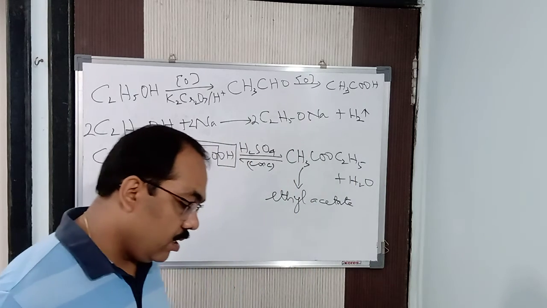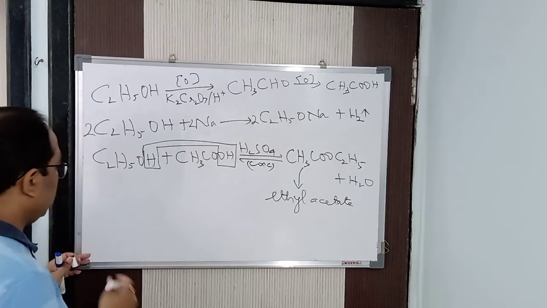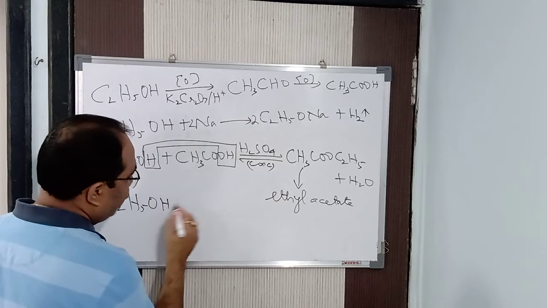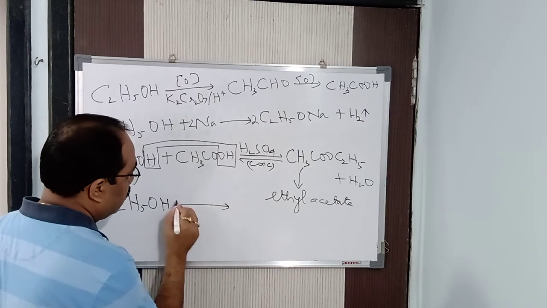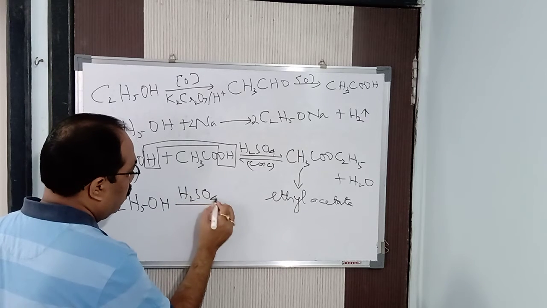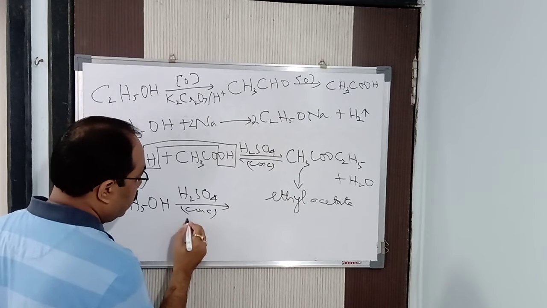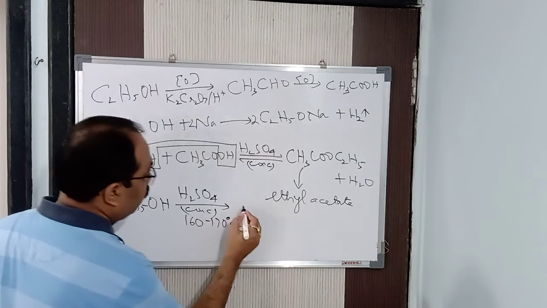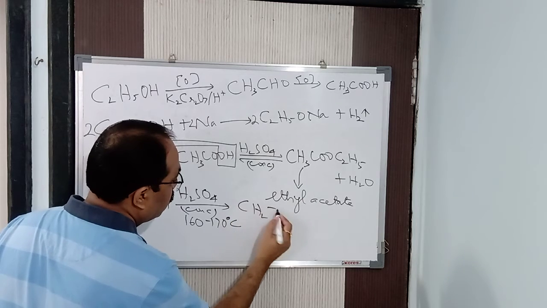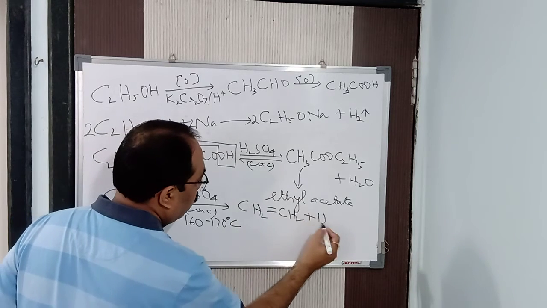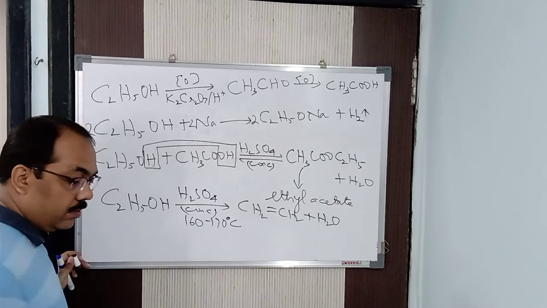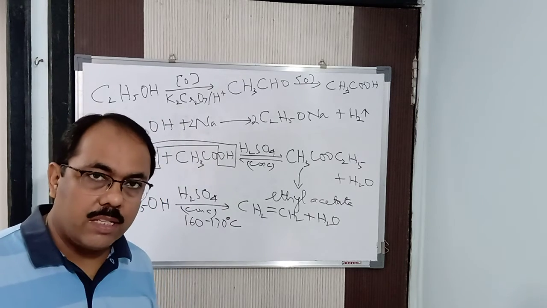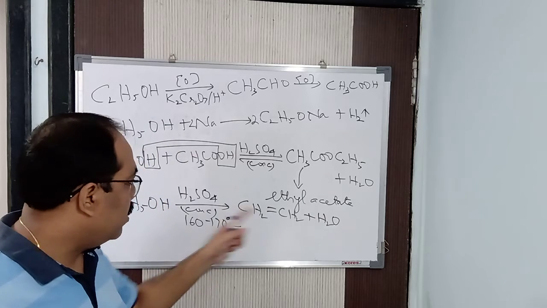Now, next, if you heat ethyl alcohol, C2H5OH, this I have told you in the alkenes chapter. If you take concentrated H2SO4 and heat it at a temperature of 160 to 170 degrees Celsius, then water will be removed and you will get ethene, CH2=CH2, plus water. This is called dehydration of alcohol, the removal of water.